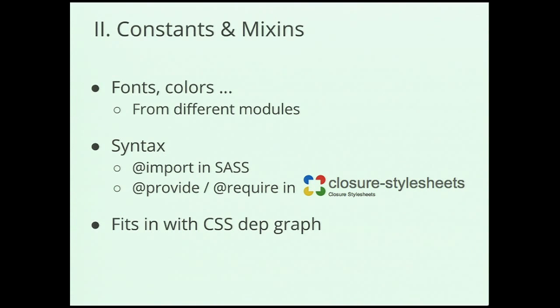The second type of dependencies we identified are things like fonts and colors. And these are typically expressed as constants for us. There's established syntax for this in most preprocessors. This is @import in Sass. And we use Closure Stylesheets, and our syntax is provide and require. And this fits in really well with our CSS dependency graph. So let's say the profile page wants a separate set of constants from the home page. It can depend on just those constants.